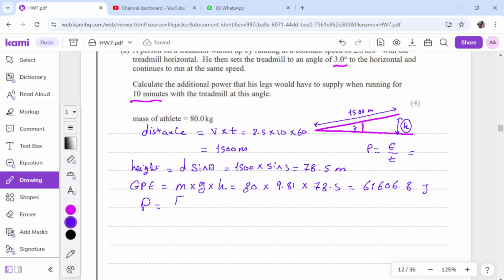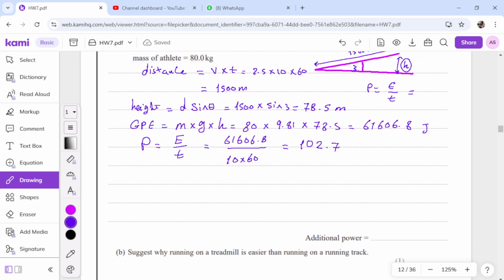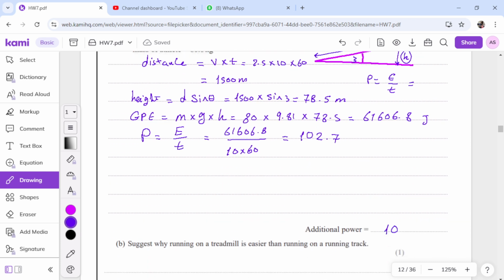Now the final step, to find the power. Power equals energy over time. So the energy is 61,606.8, over the time of 10 minutes, multiplied by 60 to become seconds. So the final answer will be 102.7, which can be rounded to 103 watts.